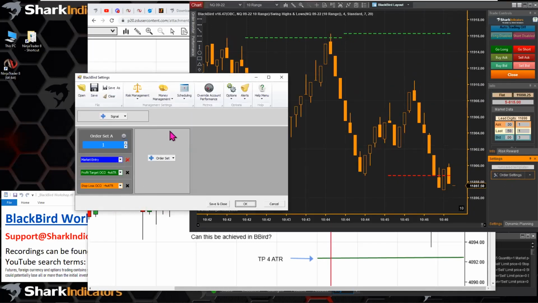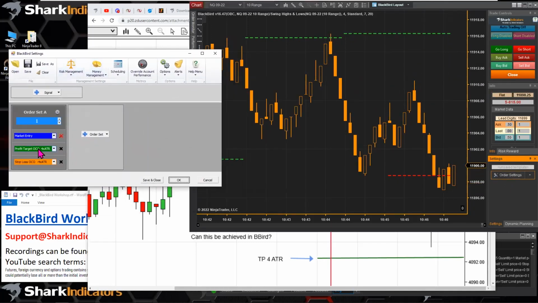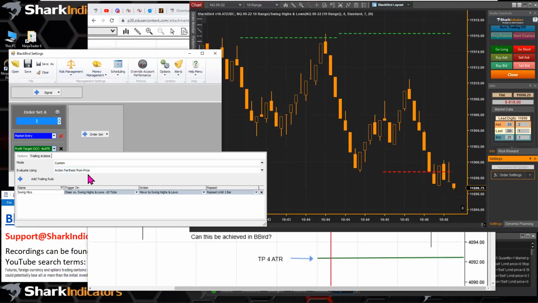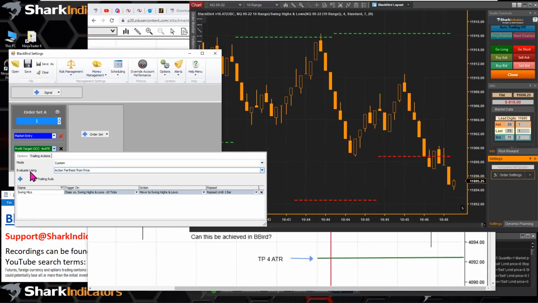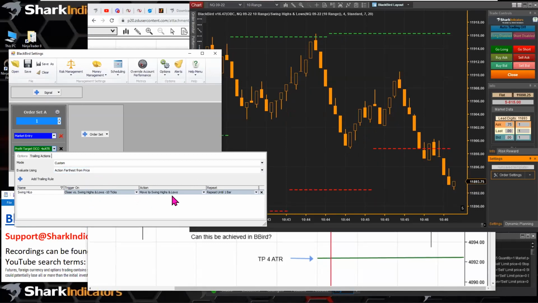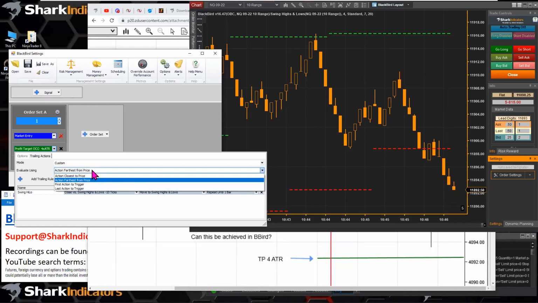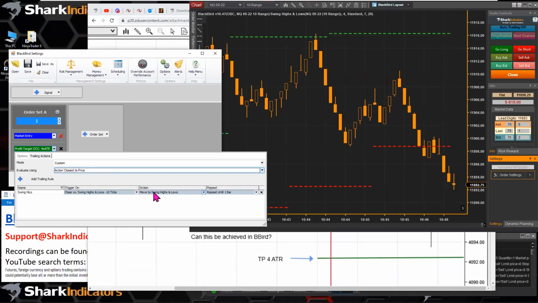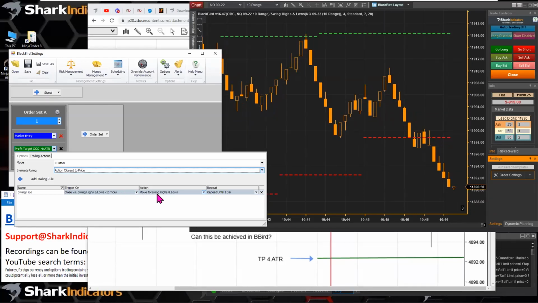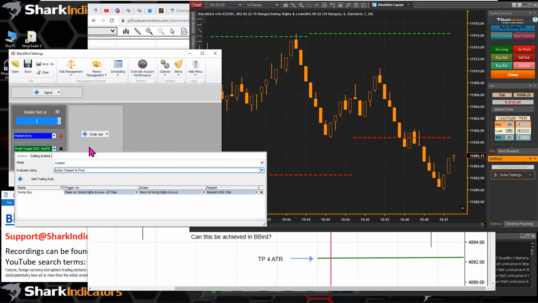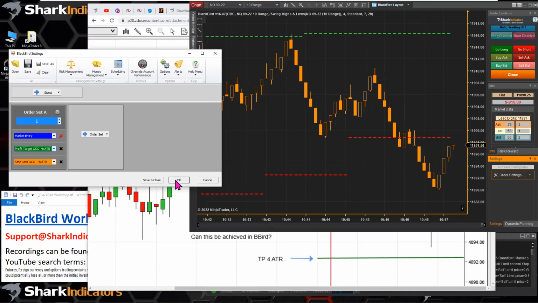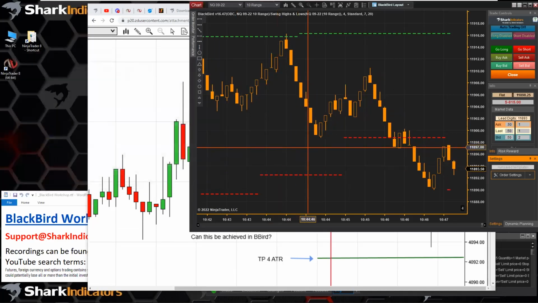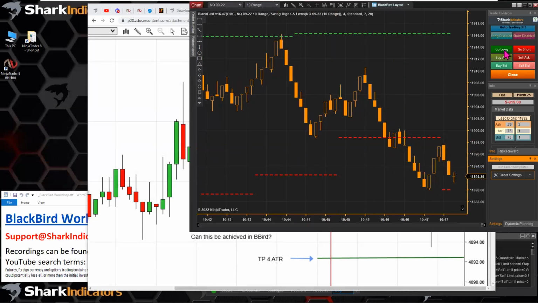Well, it appears that I've discovered a little bug. The evaluate using is not... Let me just double check all my work, make sure I didn't set something incorrectly. Move to swing high and low, that's right. Let's try this again. All right, let's go long.